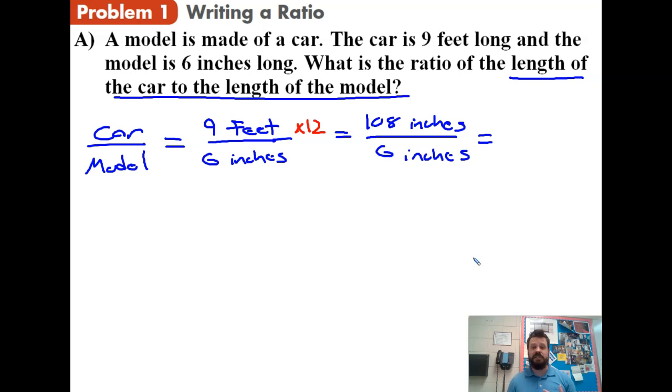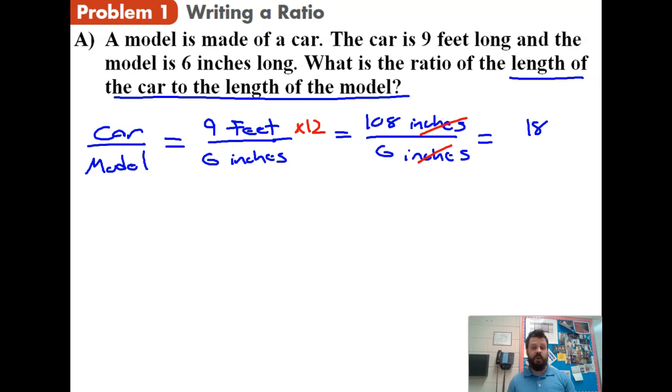And then once I'm in terms of the same unit, we can actually do the division. We can reduce. 108 divided by 6 is 18. And we'll just leave it as 18. We'll think of the inches on top and bottom as canceling out.